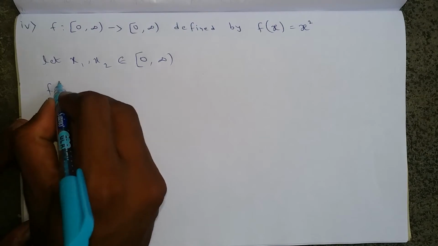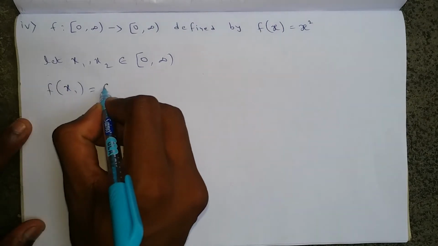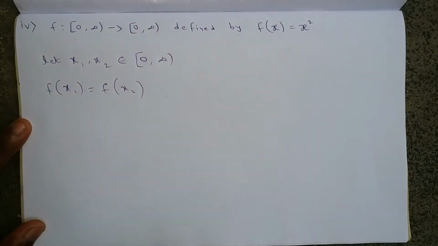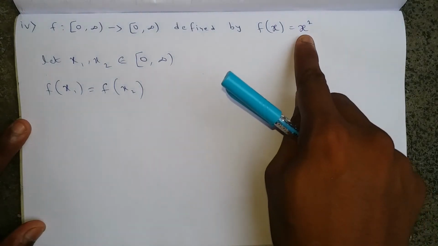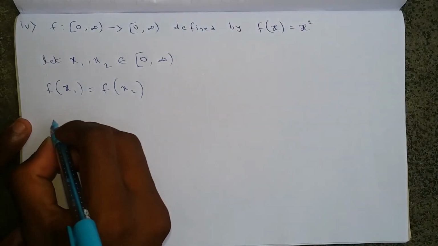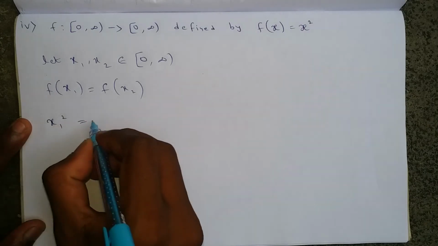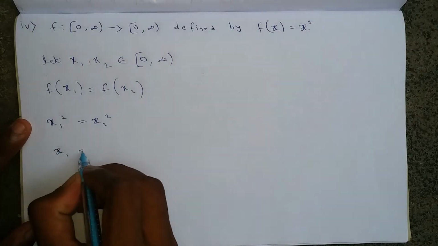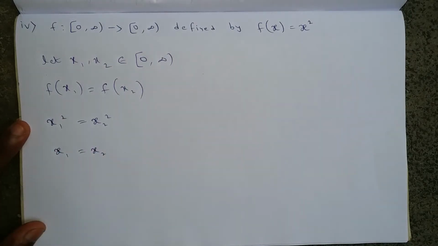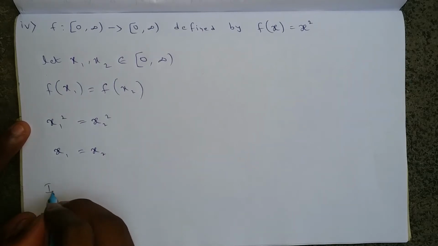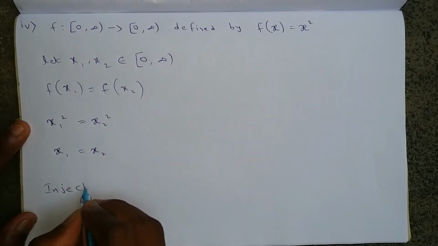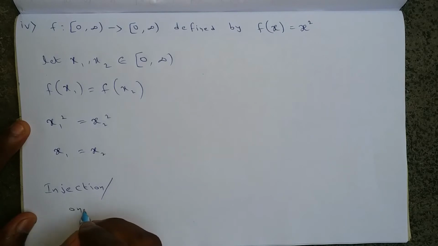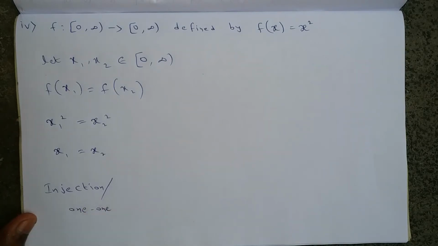And f of x1 is equal to f of x2. Simply in the place of x, substitute x1 and x2. So we get x1 square is equal to x2 square. If x1 square is equal to x2 square, then obviously x1 is equal to x2. So here we got x1 is equal to x2, then it is an injection or 1-1 function.